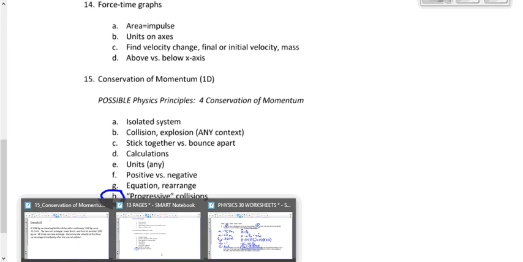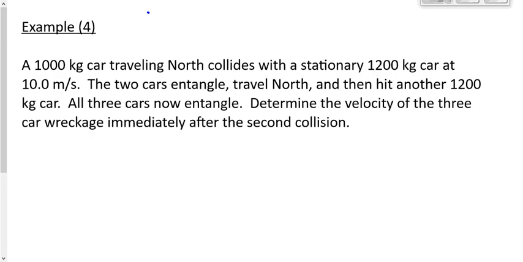That's exactly what we have going on in example number 4 here. It says a 1,000 kilogram car traveling north collides with a 1,200 kilogram car. They entangle. They travel north, and then they hit another 1,200 kilogram car. Now all 3 cars entangle. What's the velocity of the wreckage immediately after the second collision?